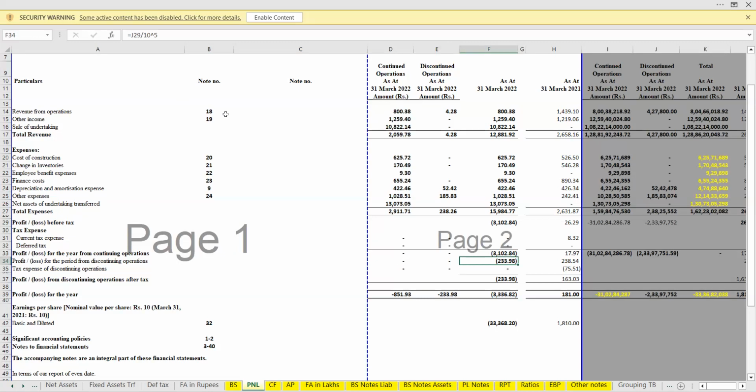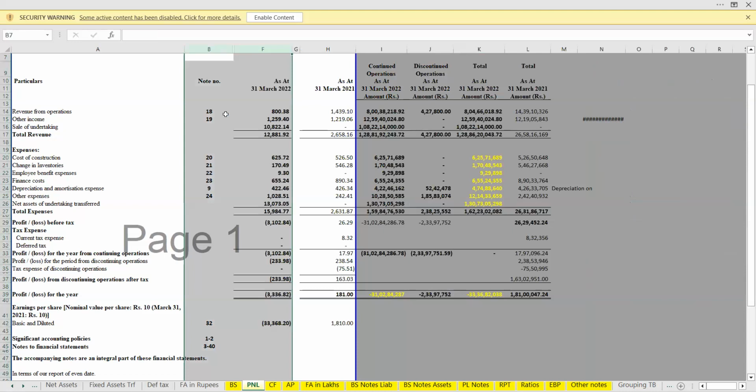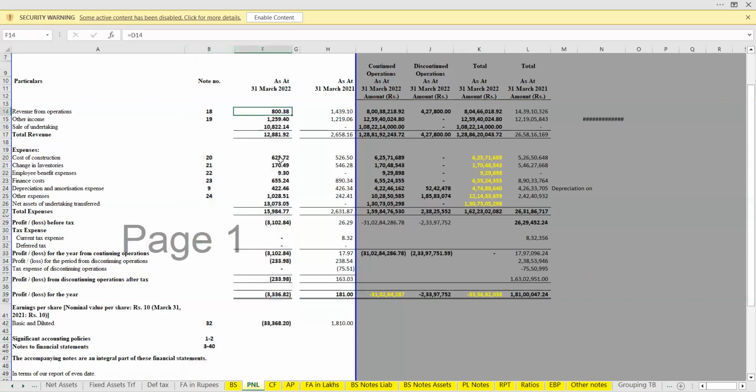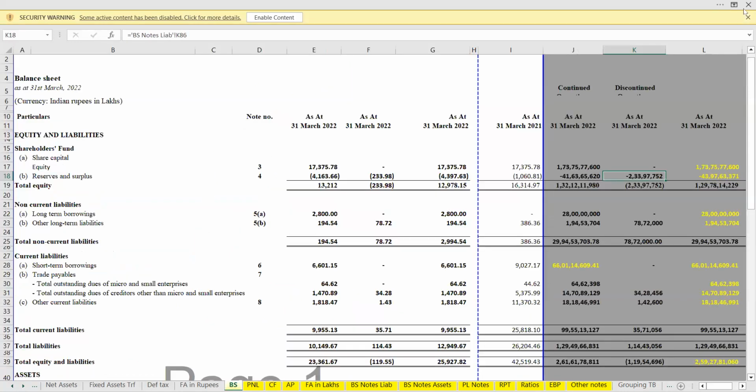So we have hidden these two columns. Only one column is being reported for the current year. That's the reason these two columns are hidden. Otherwise, the formula would have come here directly, this figure divided by 1 lakh. Understand? And I will show you one for an LLP also.